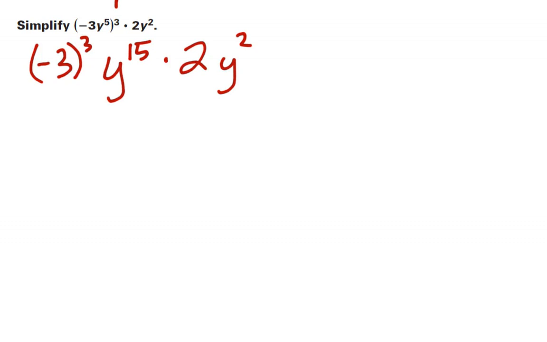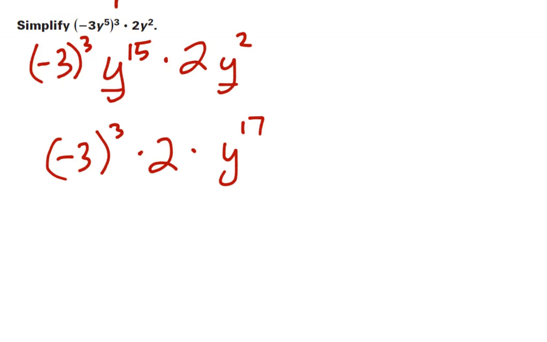Okay, now I've got like bases for those, and so I'm going to add those exponents. So I've got negative 3 cubed times, I'm just going to put my numbers out in front, so I've moved the 2 in front of the y term, times y to the 17th. And there I've used several different properties to simplify this down. If they asked me to evaluate, then I would get some kind of single number for that part, times y to the 17th.